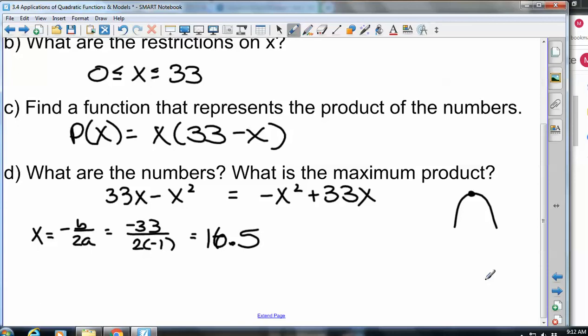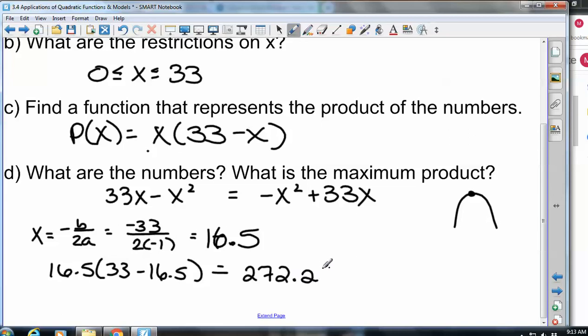Okay. What else should I do? Plug it back in. So if you can put it in here, you can put it in here, it doesn't matter. What do we get? We're at 272.25.